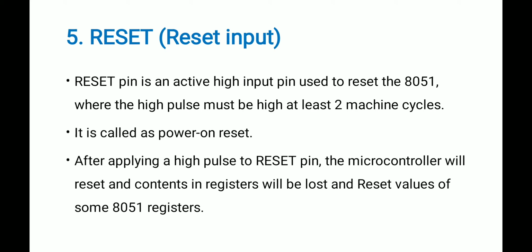After resetting, when we write 1 to the reset pin, it means the reset pin is enabled.